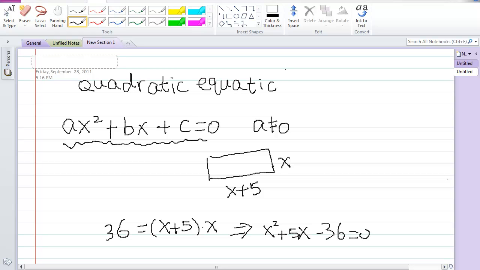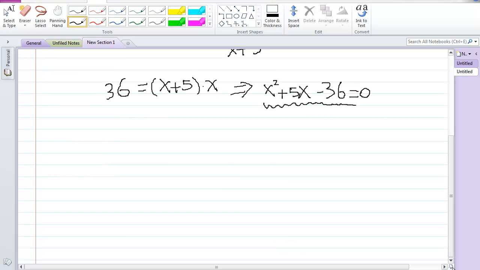equals 0. So now we have this equation in the quadratic standard form. Our a is 1 in this case, our b is positive 5, and our c is negative 36. Be careful about the signs. That's just one of the many applications of quadratic equations. There are many ways to solve a quadratic equation as well. Today we're going to focus on the solution by factoring.